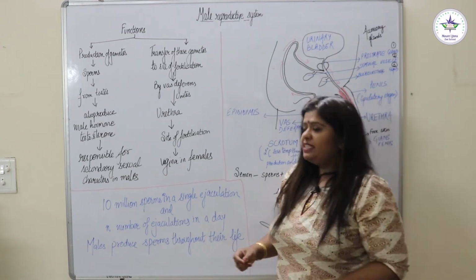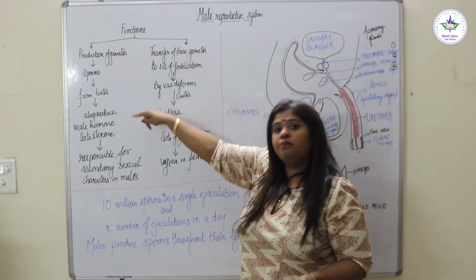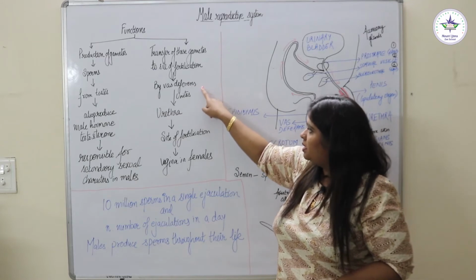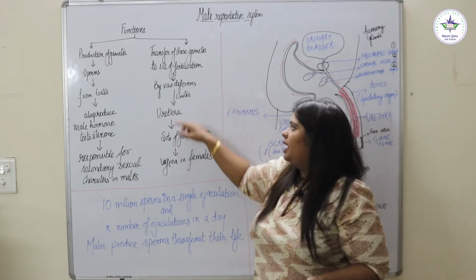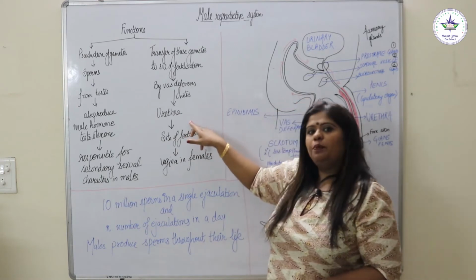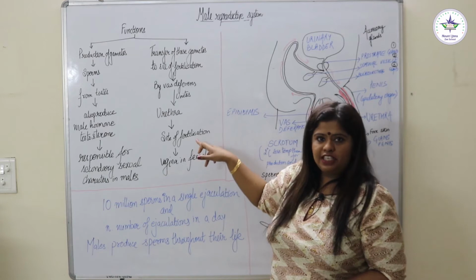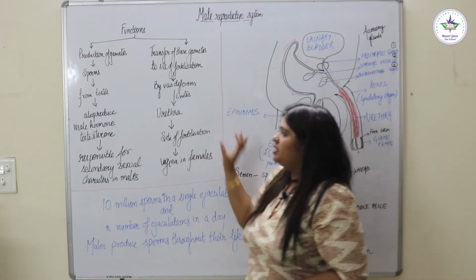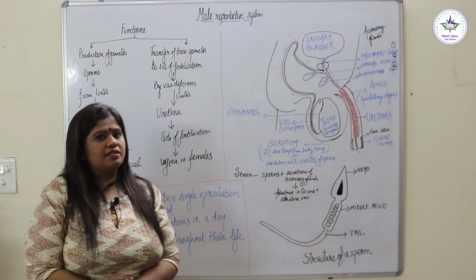So how is it being transferred? These are produced in the testes. From the testes, the vas deferens collects the sperms and unites with the urethra, which comes from the urinary bladder, and then with the help of the copulatory organ, that's the penis, it's given to the site of fertilization, that's the vagina in the females. So these are the major functions of the male reproductive system.